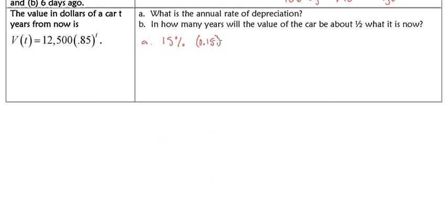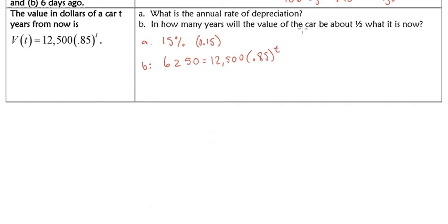So we're going to have that 6,000, because it says in how many years will the value of the car be about half what it is now? So we want the value to be at 6,250. That's half of 12,500. So $6,250 is going to be equal to the original, the a sub naught, or the initial value, 12,500 times 0.85 to the t, and we need to solve for t.